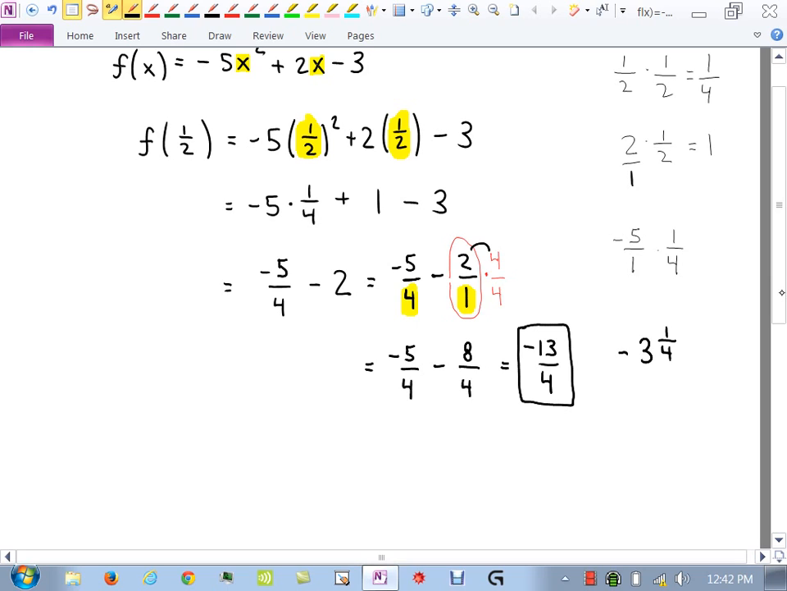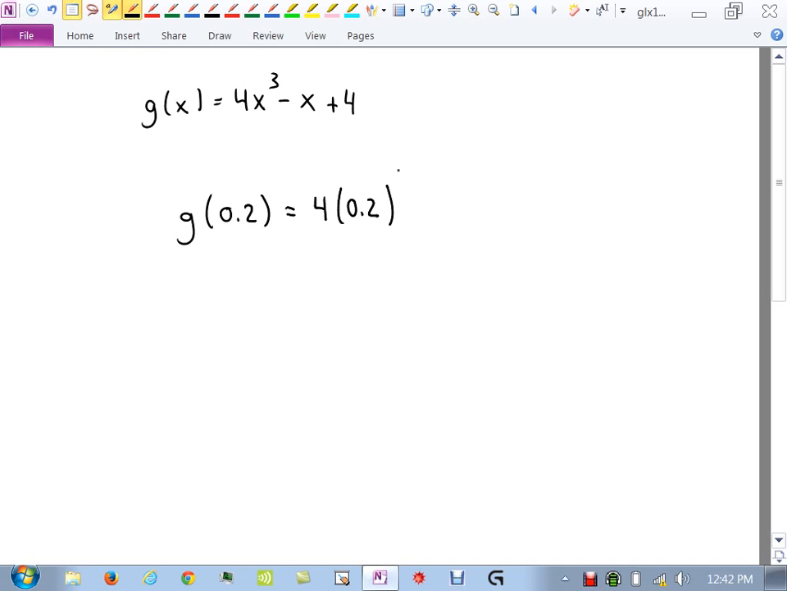For which one? Oh, plugging in the 0.2. Okay, so we're given a function, g of x equals 4x cubed minus x plus 4, and I want to find g of 0.2. So that equals 4 times, now I'm going to plug in 0.2, and it gets cubed, minus, now I plug in the 0.2 for x, and then plus 4.